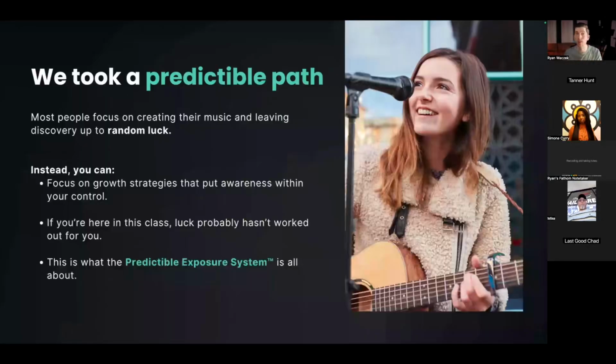And what we did is we took a predictable path, right? And most people instead, and this is by default, it's not their fault. Maybe this is just what the industry kind of defaults to, but most people focus on creating their music, but leaving the discovery up to random luck, like posting on Instagram, and hoping that it will just go viral or whatever, right? But instead, you could focus on growth strategies that put awareness within your control, right? If you're here in this class, luck probably hasn't worked out for you yet. And that's what the predictable exposure system is all about. And so I'm going to show you that on the next page.